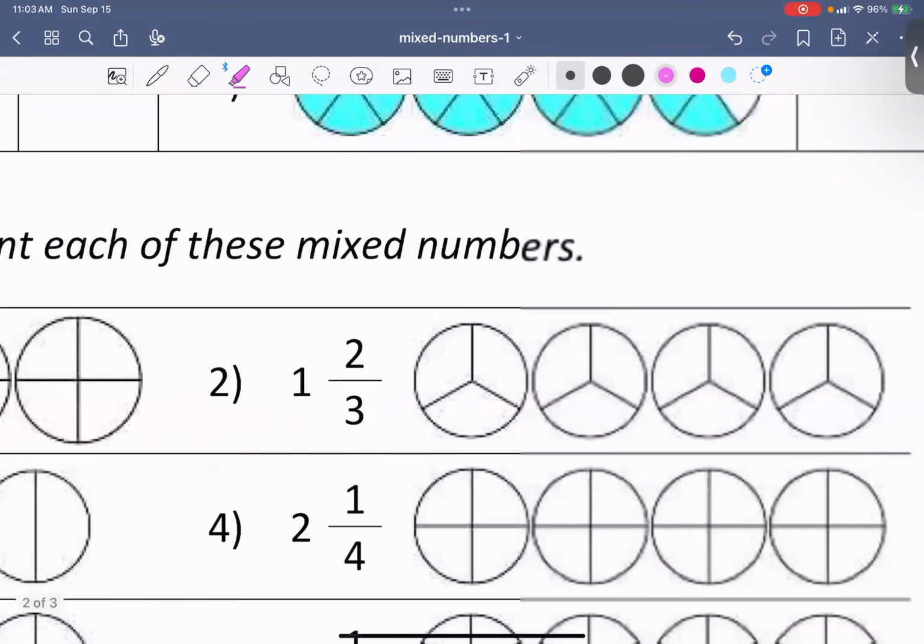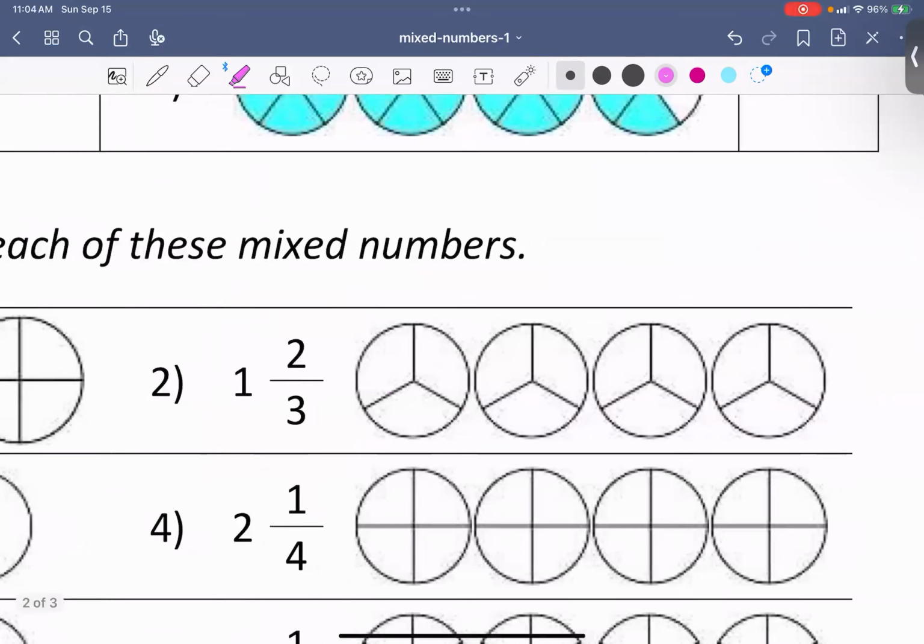Let's look at number 2. 1 and 2/3. So we have 1 whole. So one circle is going to be completely filled in. And then we're going to do 2/3 of another circle. So 1, 2, 3. So I'm going to shade in the top 2.